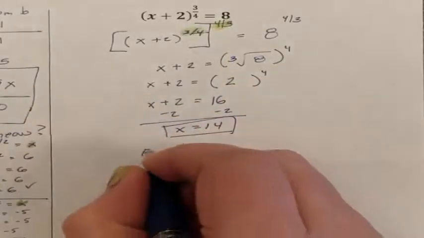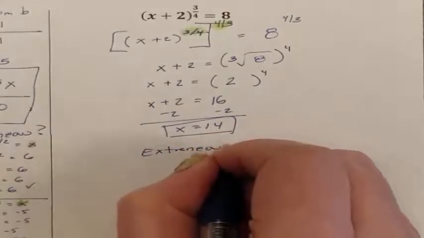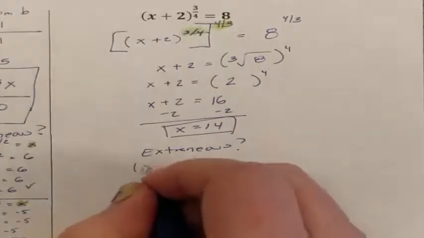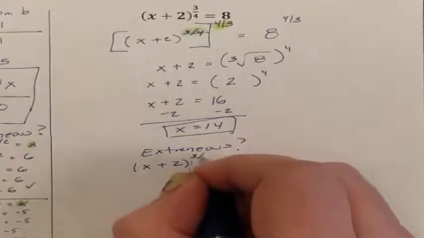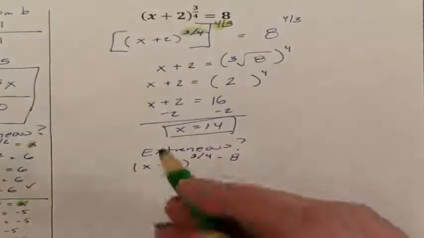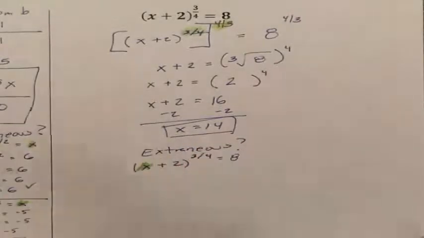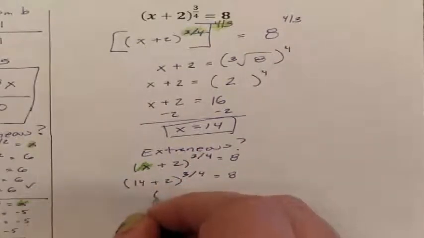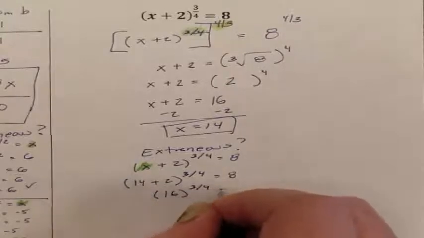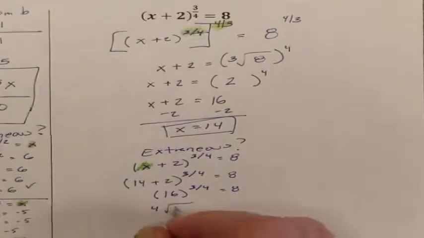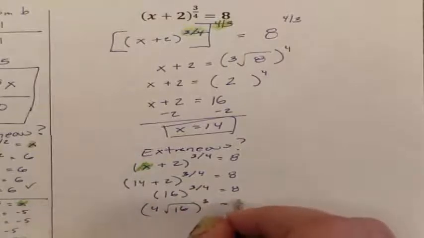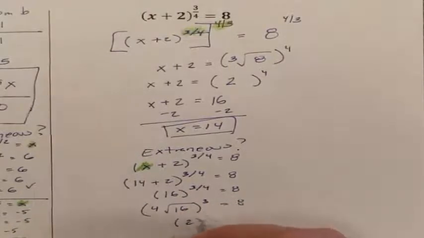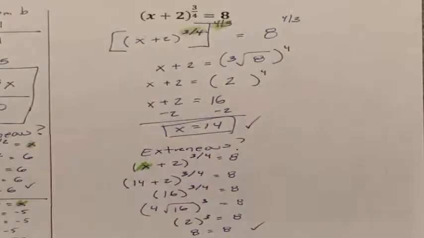Now our job is to figure out, is this an extraneous solution? You check that by plugging in your answer to the original problem. So instead of x, we are going to write the number 14. So we have 16 to the 3/4 power equaling 8. This is the 4th root of 16, all raised to the 3rd power. The 4th root of 16 is 2, so this is 2 to the 3rd power, and 2 to the 3rd power is 8. It was supposed to be 8 all along, so yes, this is actually an answer. It is not extraneous.